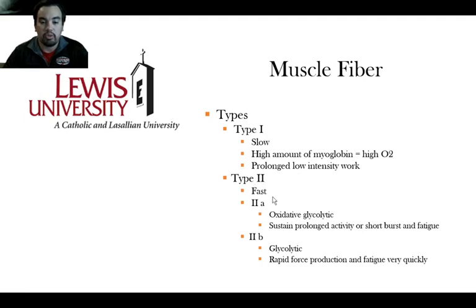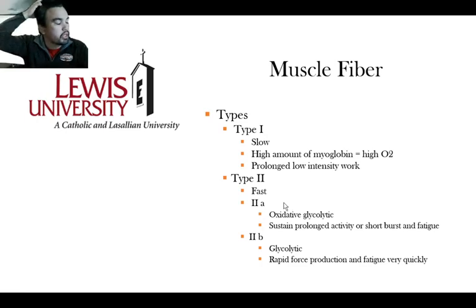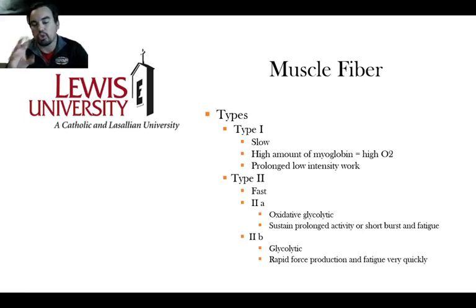Then you have type 2, which are fast twitch muscle fibers, and then those are subdivided into 2A and 2B. 2A is an oxidative glycolytic muscle fiber. It sustains prolonged activity and short bursts, and then they fatigue. So you can sustain this longer duration, but it's still just more of a short burst, and it fatigues off. Then your type 2B are your glycolytic. These are your sprinter type muscles here, where you get a very rapid force production and a very, very quick burn off of those muscle fibers.